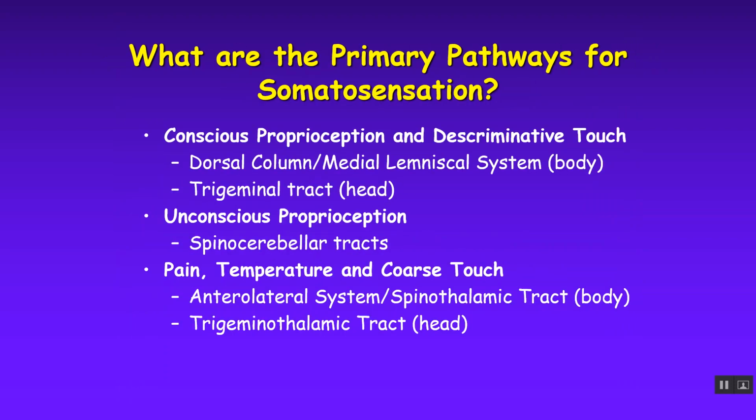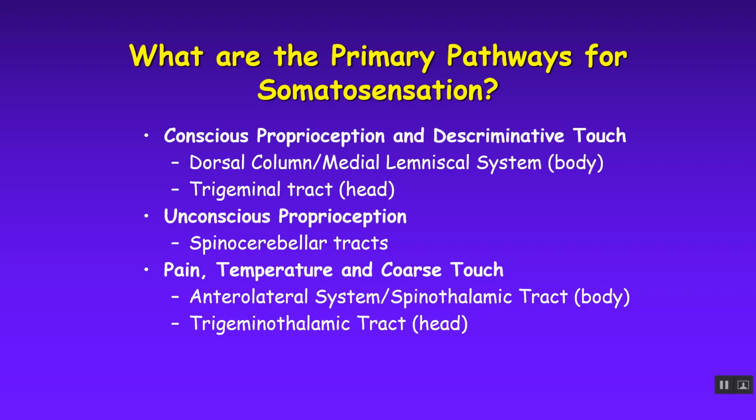So, what are the primary pathways for somatosensation? From a standpoint of type of sensation, we have conscious proprioception. With conscious proprioception, I'm consciously aware that my body's in a certain position, my limb is moving in a certain way, and I can consciously tell you that, and I can think about it and feel that consciously. That's conscious proprioception. And discriminative touch. When somebody touches me in a very specific location, I can tell you exactly where that happened. Okay?